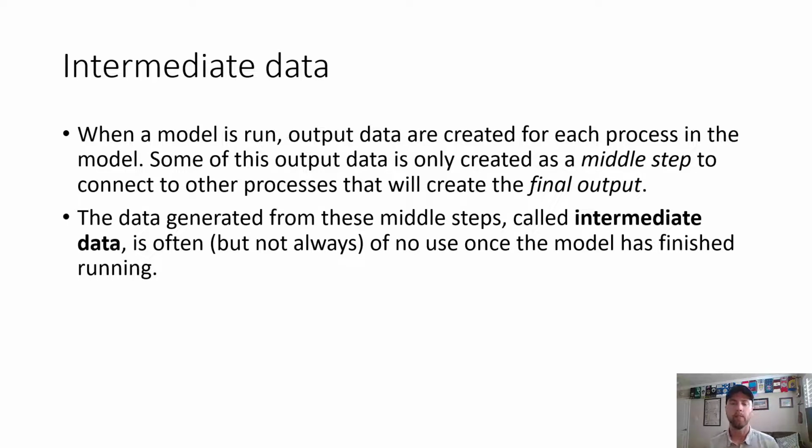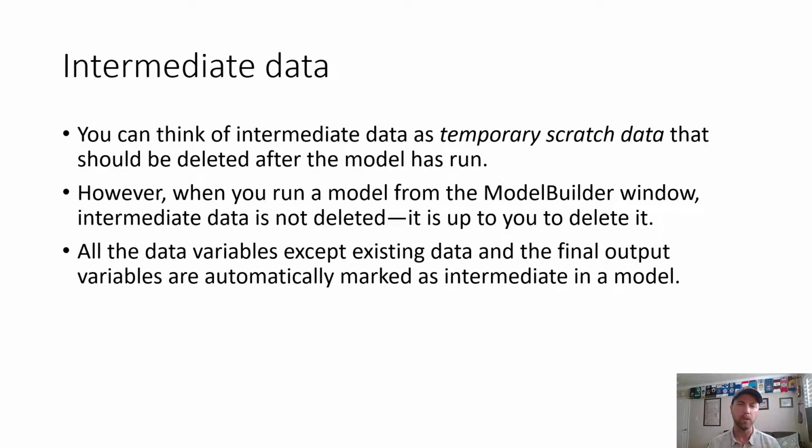So if it's an important step along the way, but that specific step doesn't need to be included in the final output, we define that data as intermediate data, and essentially it's treated differently than non-intermediate data. You can think of intermediate data as temporary scratch data that should be deleted after the model is run. So it exists for a time, temporarily, and then it's deleted. Again, you need to have that to get from start to finish, but that intermediate data doesn't necessarily need to exist once the model has finished running.